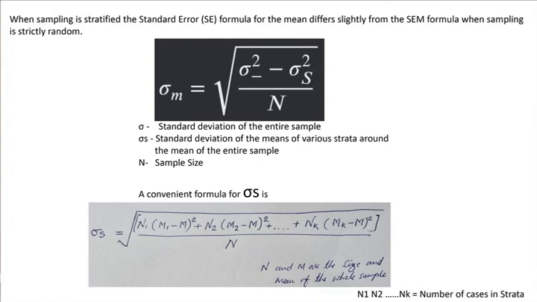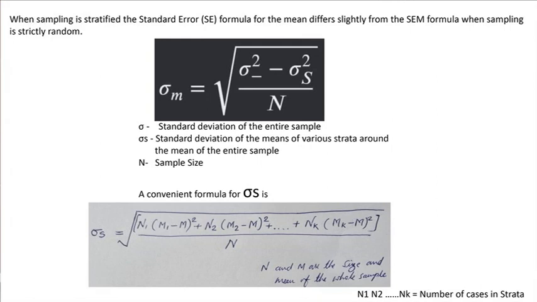A convenient formula, if the strata are more, since it was an example of 2. Suppose there are more, then the formula will be n1 (m1 minus m)squared plus n2 (m2 minus m)squared plus and so on, up to nk (mk minus m)squared. Now, here n and m are the size and the mean of the whole sample. N is the sample size of the whole sample which you have taken, and m is the mean of the whole sample. M1 is the mean of the first stratum, M2 is the mean of the second stratum, Mk, whatever the number, 3, 4, 5, 6, you can go on adding.